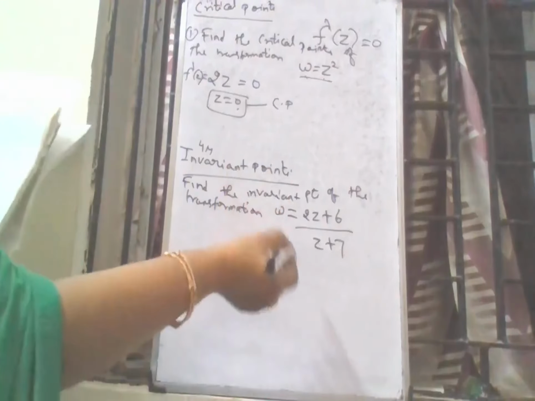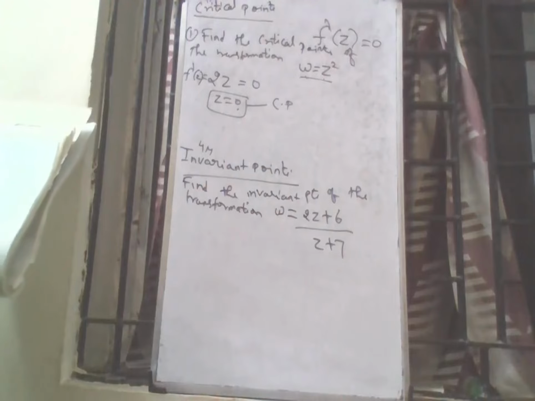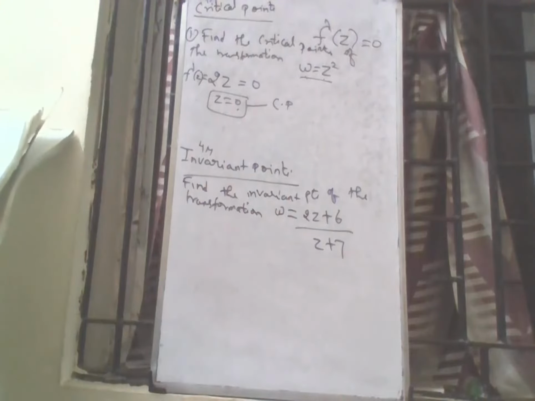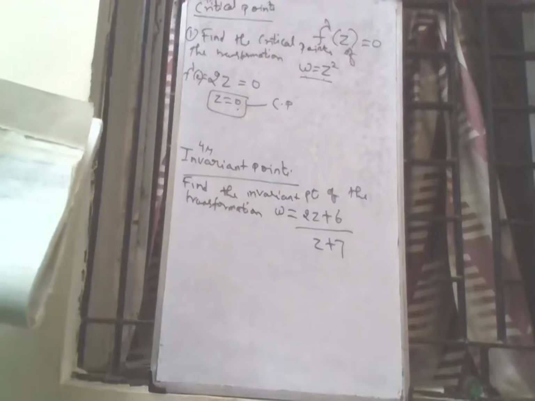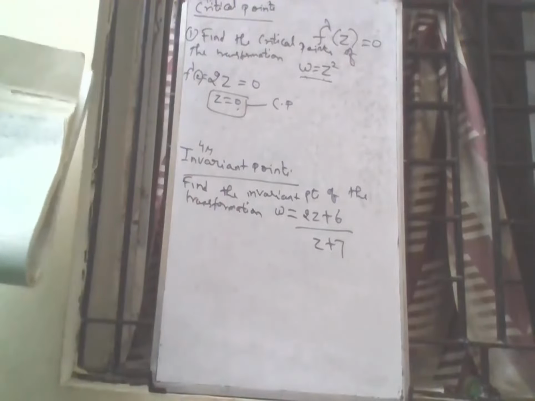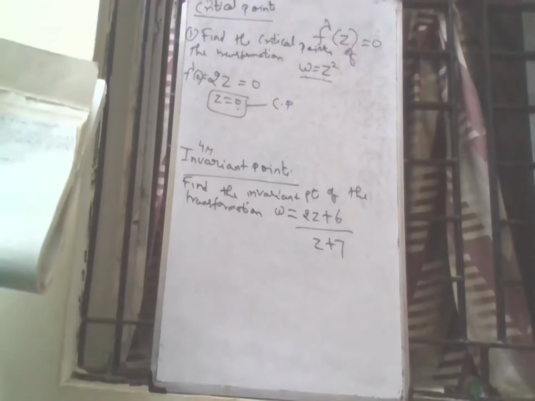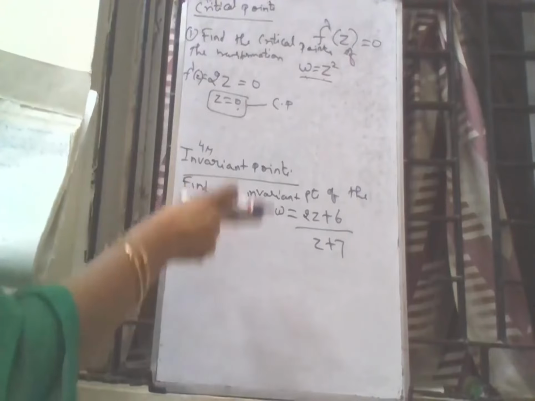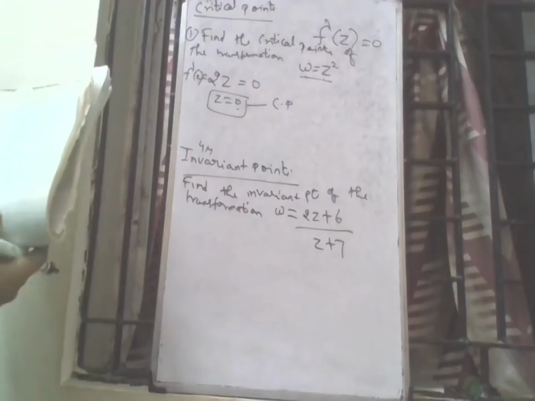Usually invariant points come under bilinear transformation. Similarly, critical points come under mapping always. But now I'm covering both in the session itself. Anyhow, you must notice that, no? You should be thorough and notice the points. So invariant comes under bilinear, critical points come under mapping. Okay, I'll go for the solution.